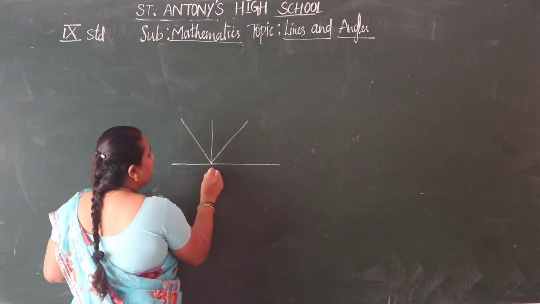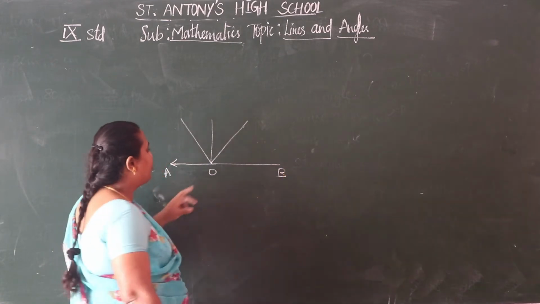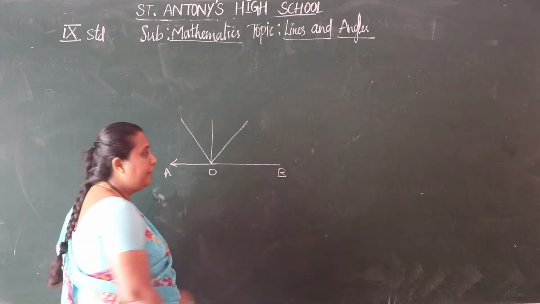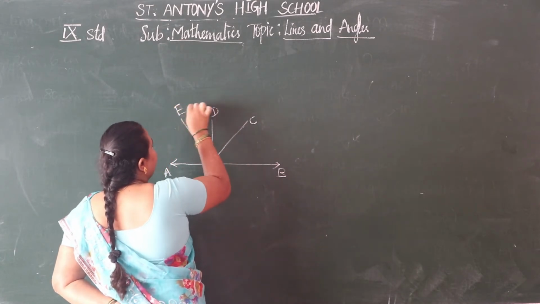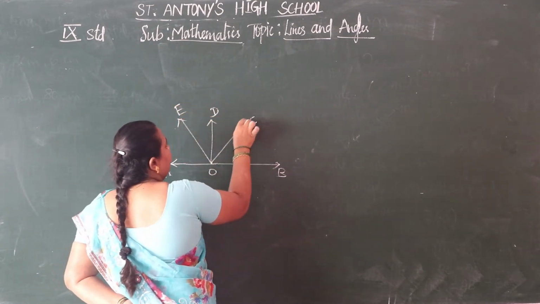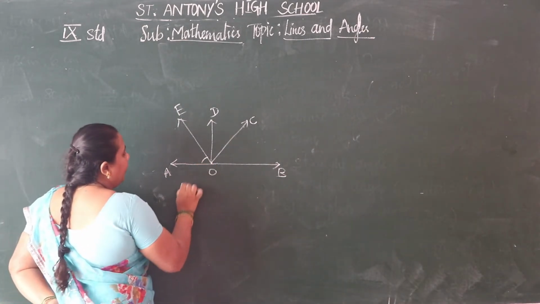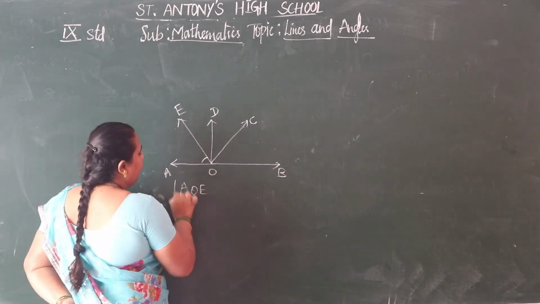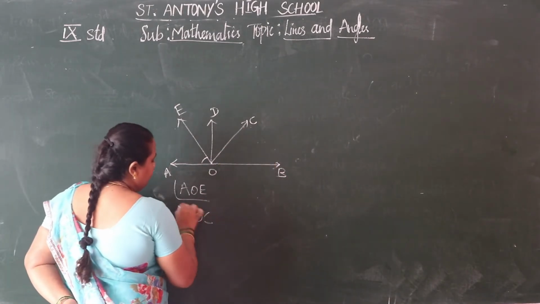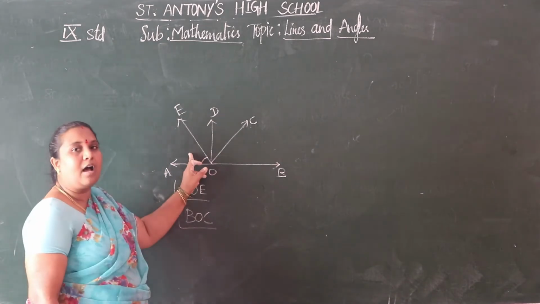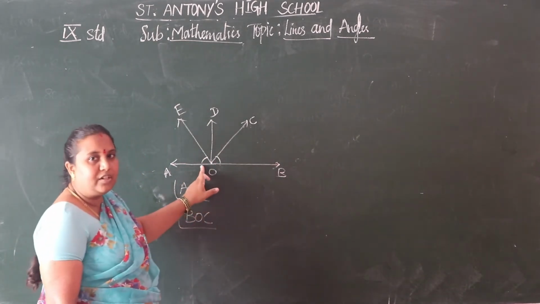Now see, this is angle O, this is a point O, A, B, C, D, E. Okay, now I am taking angle AOE and angle BOC. These two angles are having the same vertex.